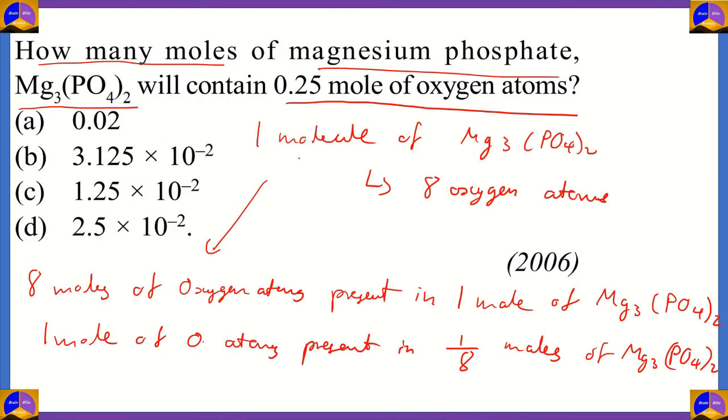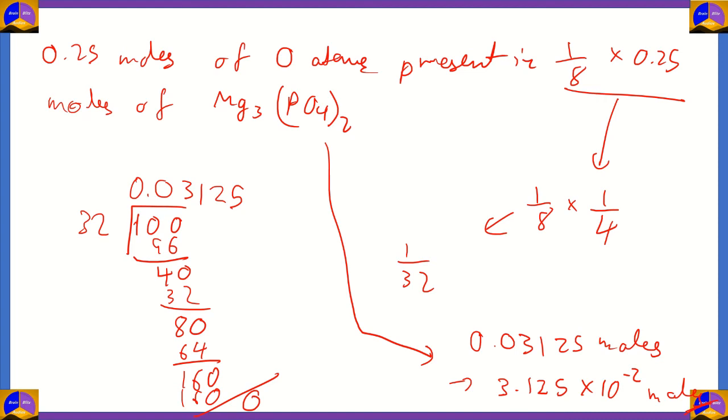So if you were to look at our options, you can see that option B will show you the correct answer. Using our calculations based on the amount of oxygen found in 1 molecule of magnesium phosphate, we can find out the amount of magnesium phosphate that's required to contain 0.25 moles of oxygen atoms.